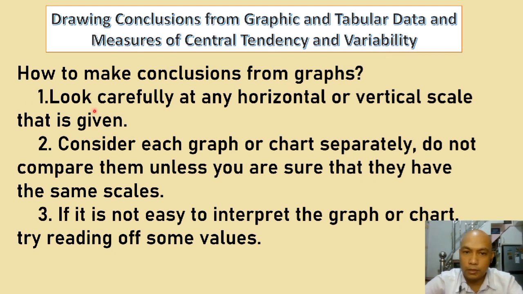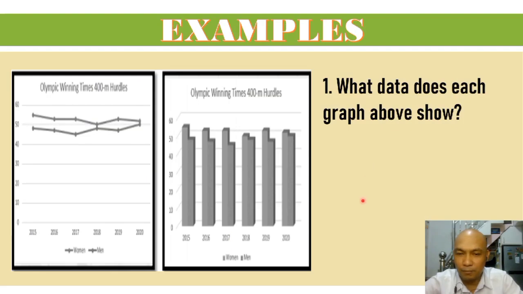First, look carefully at any horizontal or vertical scale that is given. Then number 2, consider each graph or chart separately. Do not compare them unless you are sure that they have the same scales. Then if it is not easy to interpret the graph or chart, try reading off some values. Especially when what we are given is a line graph or a bar graph, it is sometimes hard to identify the exact value there. Okay, so let us give examples of graphs.